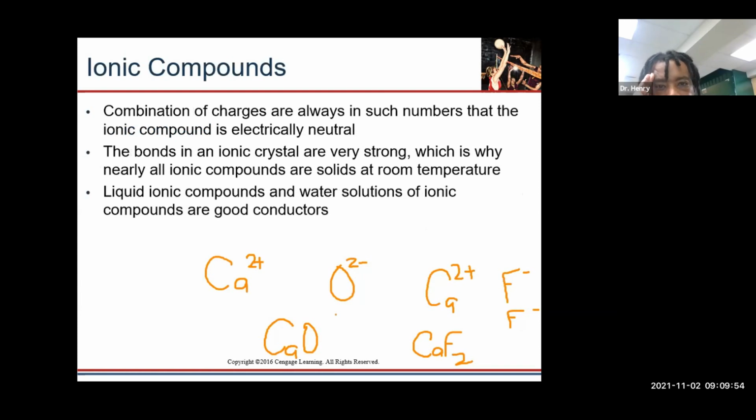Okay. So these guys, when they come together, they're going to have to be electronically neutral. Basically, they have to balance each other out completely, right? So in this case, these guys balance each other out completely. In this case, these guys balance each other out completely. Okay, so we had to have two of these guys, two fluorines, to balance out that +2 charge on the calcium.